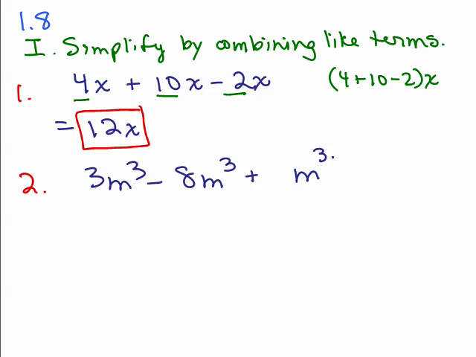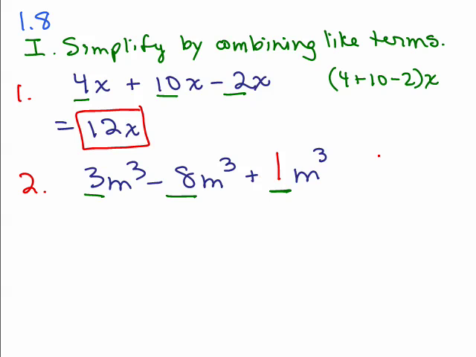Number 2, I have 3m cubed minus 8m cubed plus m cubed. These are all like terms. A like term means the variable and the exponents on the variable are exactly the same. So we add the coefficients, but the coefficient of m cubed you can't really see. I can see that there's a 3 for a coefficient of m cubed and a negative 8. That is not a positive 8, it's a negative 8. But what goes here? Well, that's going to be 1 because m cubed is the same thing as 1 times m cubed. So that's the coefficient here.